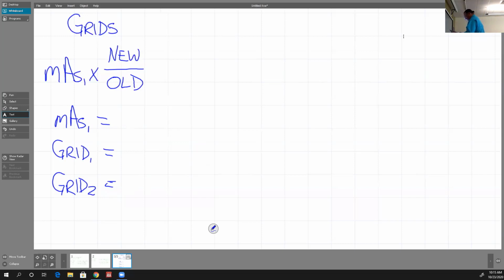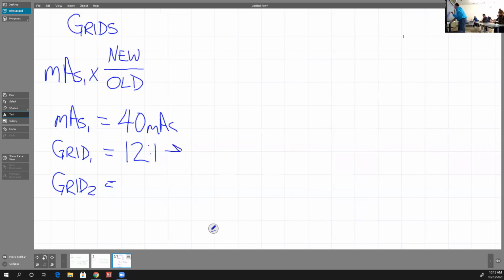Okay, so if we have mass 1 is 40 mass, and we have a 12-to-1 for the original grid conversion factor of 5, and then our new grid is 6-to-1. That's going to be a 3.